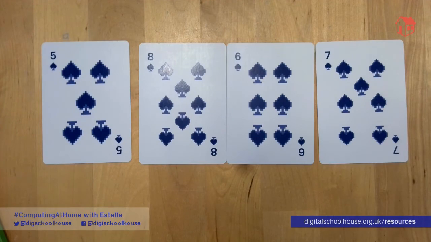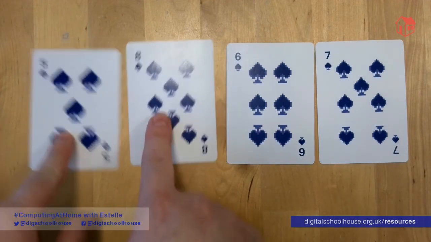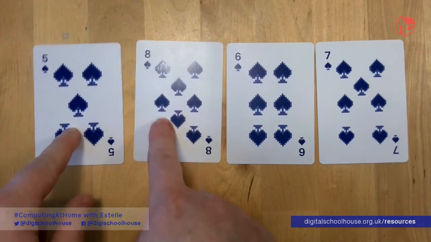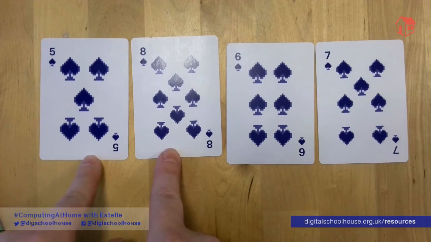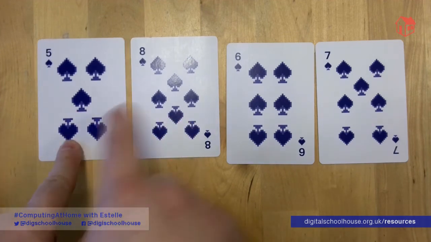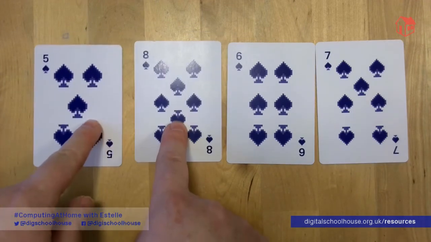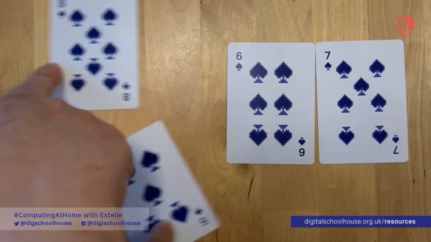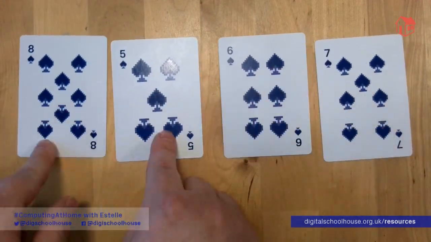Okay, so to do a bubble sort, and we're going to do bubble sort descending, we start by looking at these two cards and we decide whether they're in the right order. If it was going to be in descending order, these two are not in the right order, because at the moment this is lower than this card, but it should be the opposite way around. So if they're not in the right position, then we do a swap. So we swap those two over, and now we have them in the right position.